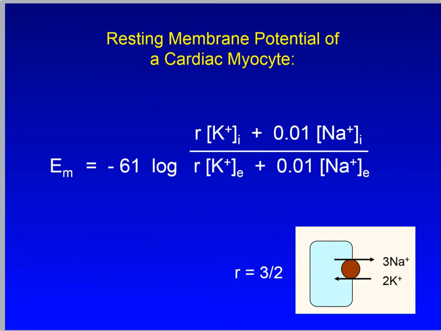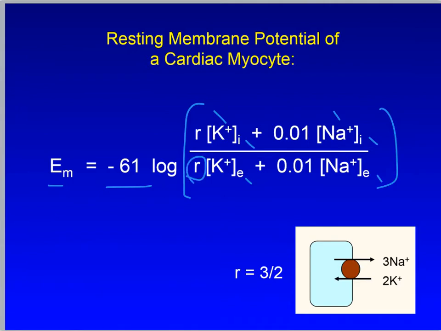Let's begin by looking at the equation that determines resting membrane potential for muscle cells. This equation says that resting membrane potential in millivolts is minus 61 times the log of a large term that contains both intracellular and extracellular concentrations of both potassium and sodium.